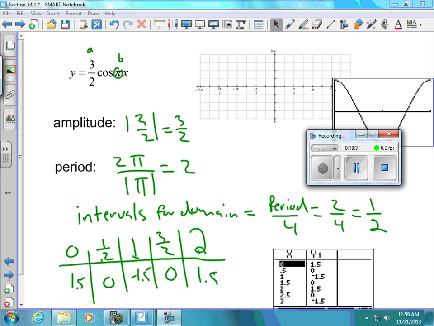So we can plot these points: 0, 1.5; 1/2, 0; 1, -1.5. I have to change my scale here. This is 1, and then 1.5. This would be 2. I plot all my points and connect them with a smooth curve. Here is my trig function.